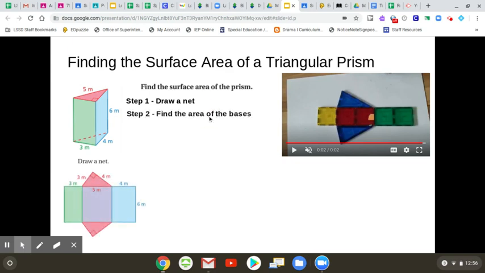Now we're going to find the area of the bases. Remember, in this case, the base is a triangle because it is a triangular prism. To find the area of a triangle, you're going to do 1/2 base times height. So you end up with 1/2 times 3 times 4 equals 6.